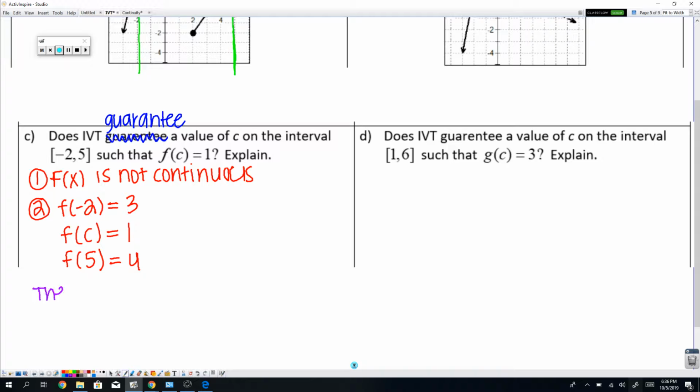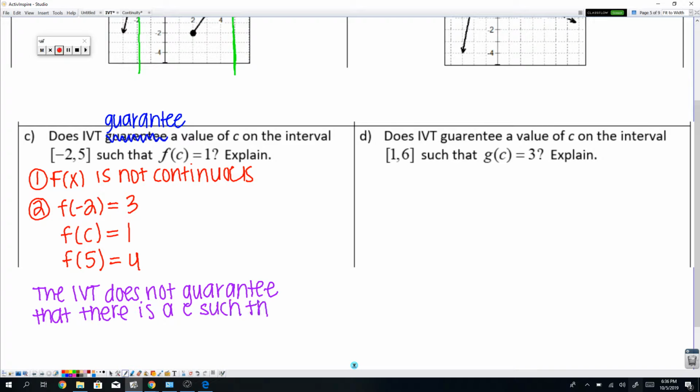The IVT does not guarantee that there is a c such that, and I'm basically just repeating what the question asks, because you can never have too much writing in these types of questions. You want to make sure that it's very clear what your answer is, and you can't miss any part of it if you write everything. Such that f of c equals 1.